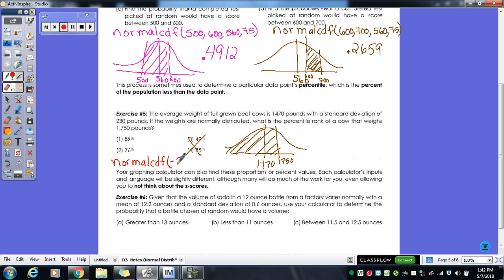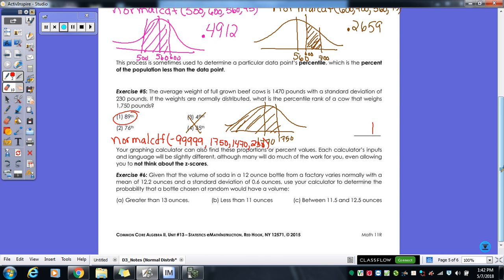Do we know our lower bound? No. So you just put a negative 99999. Our upper bound would be the 1750. Mean is the 1470. And our standard deviation is 230. So then our percentile would be 89th percentile. The one thing though about the calculators, you don't even need to consider a z-score at all. It's taking care of all of that for you, and it's basically going through and using the chart.